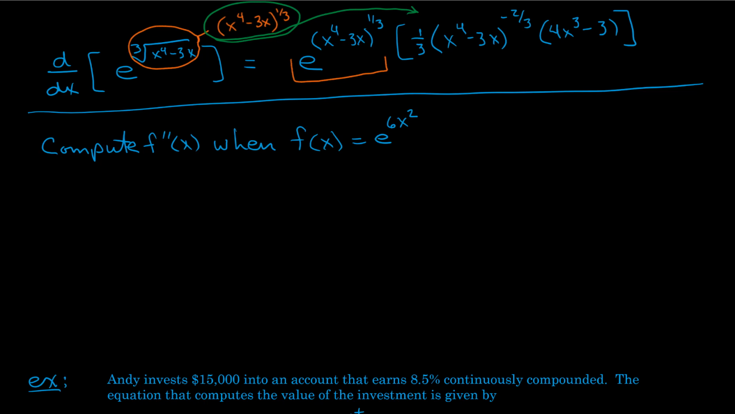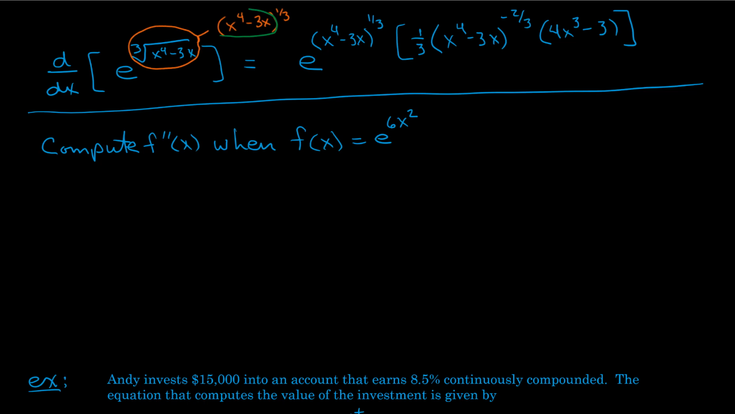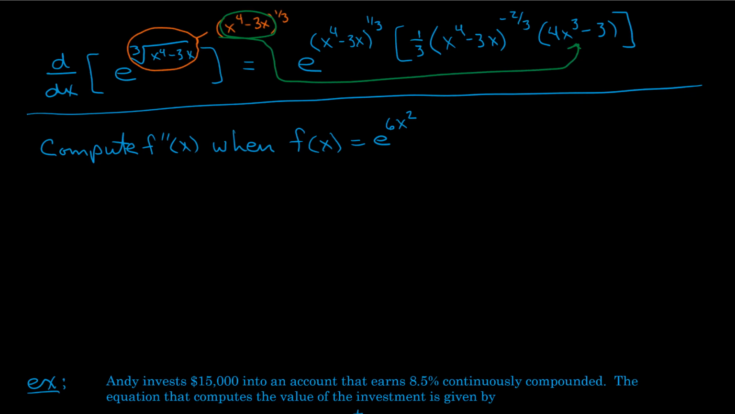What we need to do next is to take the derivative of the inside part of the chain rule, which is going to be the derivative of this x to the fourth minus 3x. Well, let's see, that's going to give us a 4x cubed minus the derivative of 3x, which is just 3. And this whole long thing, everything here all together, is the derivative. These things can get to be kind of long.